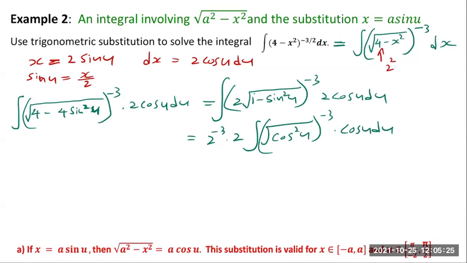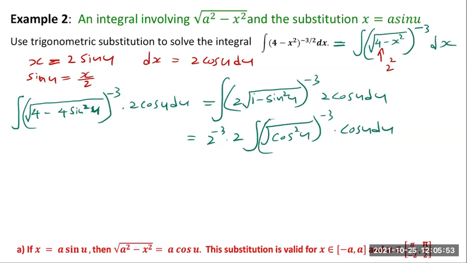Now, what is the square root of cosine squared u? Would that be just cosine u? Yes, it will be just cosine u. Remember, in the case of sine, we restrict our u to be in this interval. If your u is between minus pi over 2 and pi over 2, then cosine u is positive. In the first and fourth quadrants, cosine is positive. So this has to be just cosine u. So I can put cosine u there, and of course, you have minus 3 power.